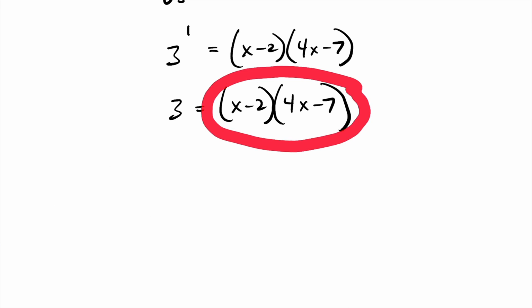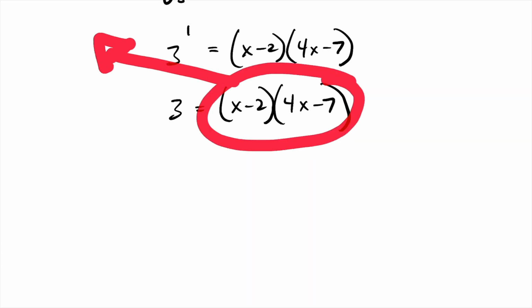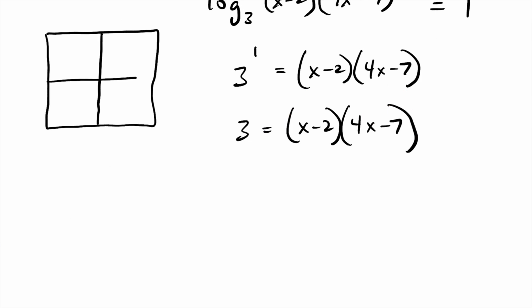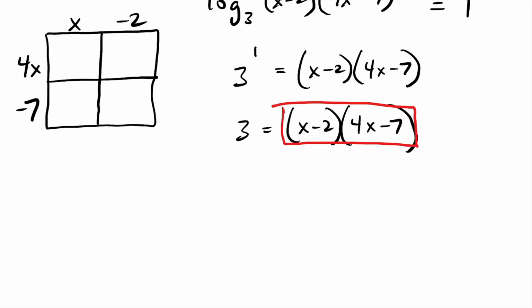What am I going to do over here? Multiplication box. Good. Multiplication box over here, because it's multiplying a binomial times a binomial. I can't just distribute that because it's 2 terms times 2 terms. Okay. So 4x times x is 4x squared. 4x times negative 2 is negative 8x. Negative 7x, positive 14.